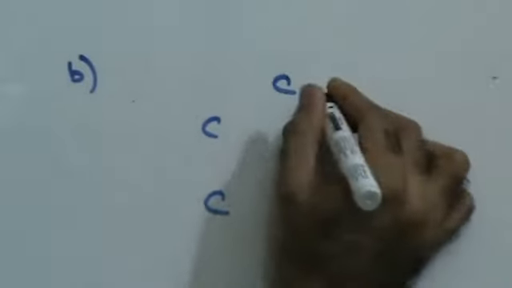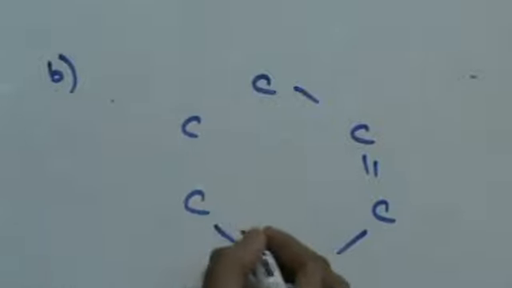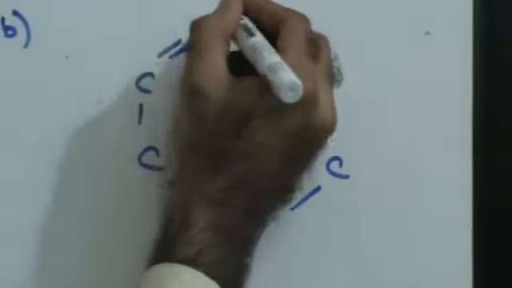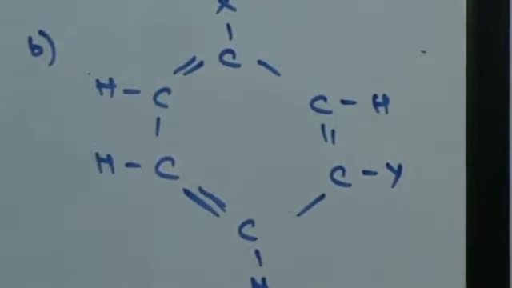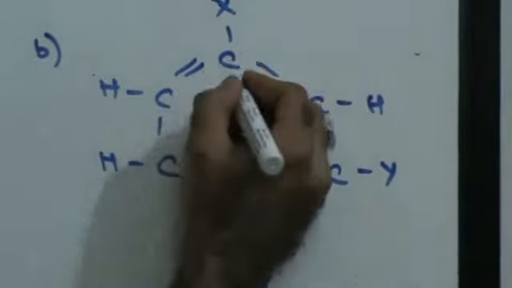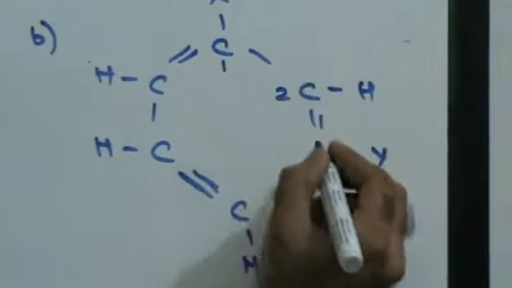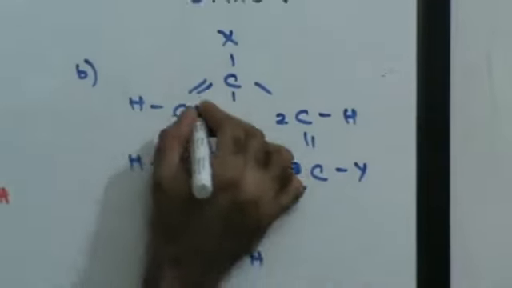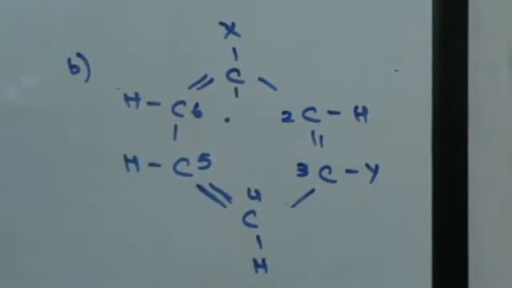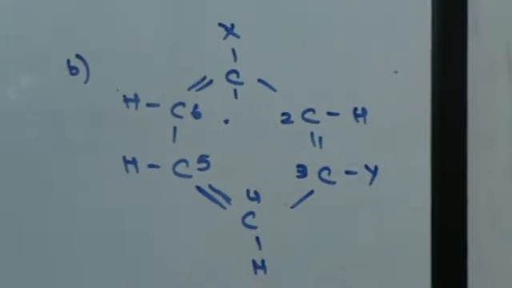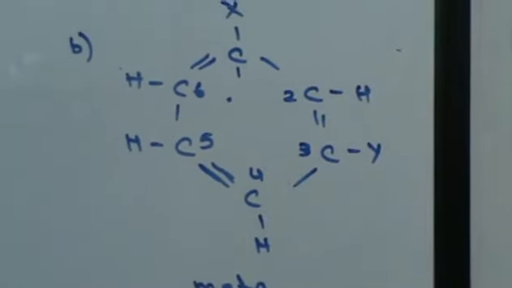Next, let's draw the benzene ring again. Single bond, double bond, single bond, double bond, single bond, double bond. X, hydrogen, Y, hydrogen, hydrogen, hydrogen. Right? I have the first and the third position that have been replaced. When the third position and the first position are replaced, then such a structure is called a meta structure. Fine, do we get this in clear?